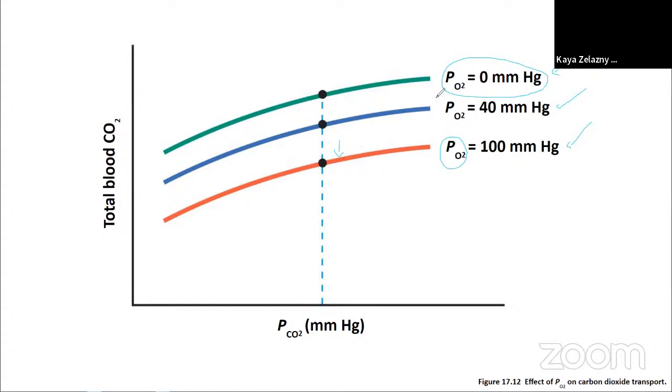Whereas if there's not a lot of oxygen, it becomes easier to carry carbon dioxide. There's more of it. So there's this trade-off between oxygen and carbon dioxide, which probably doesn't come as a surprise, given we've been tracking how we're offloading oxygen and then loading on carbon dioxide as we move from the arteries to the veins.